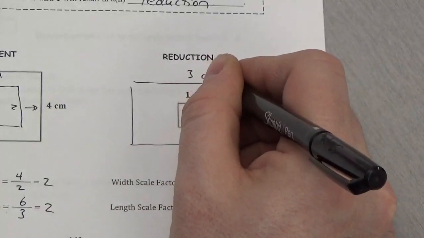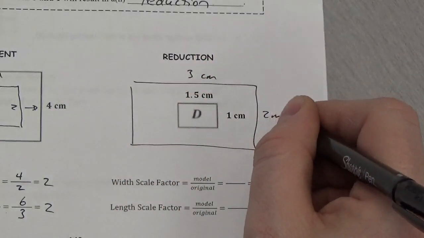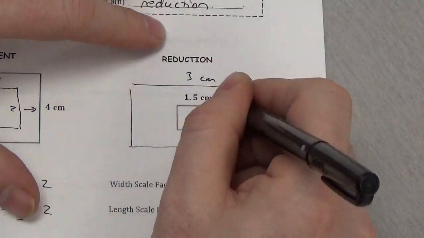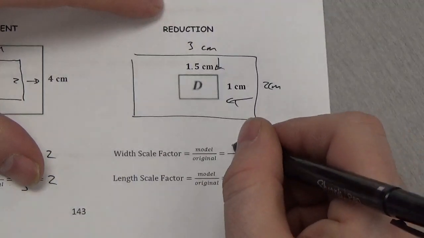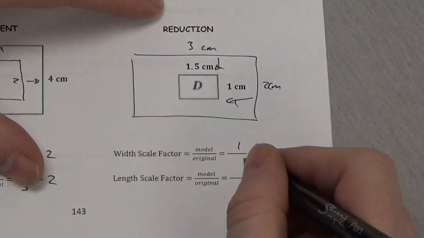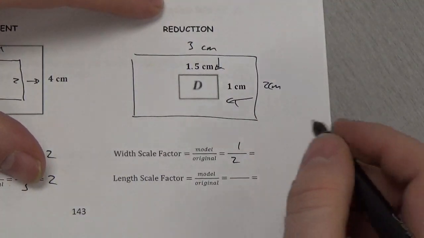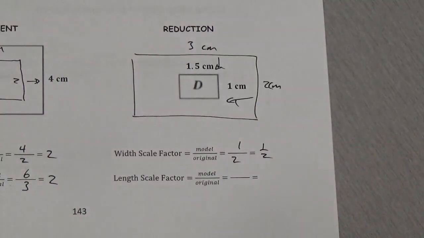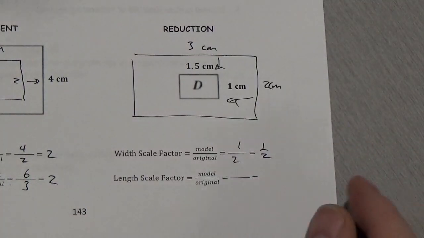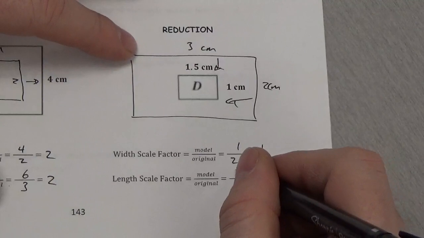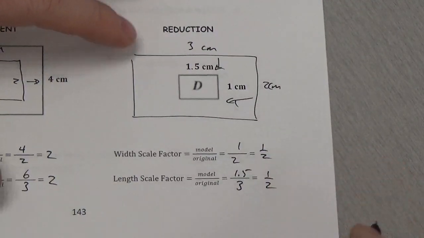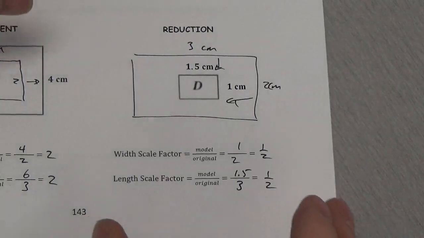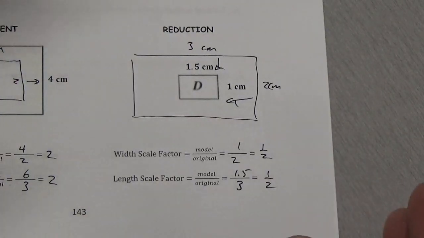My original was 3 centimeters by 2 centimeters, and now it's come in. And so what we've got here is our model, the new one. The new width is 1, the old width was 2. And so that's my scale factor all on its own, 1 over 2. The length scale factor, the model here is 1.5 and the original was 3, and again, that's a half. So there's been no distortion to the image, it's just gotten smaller by a factor of a half.